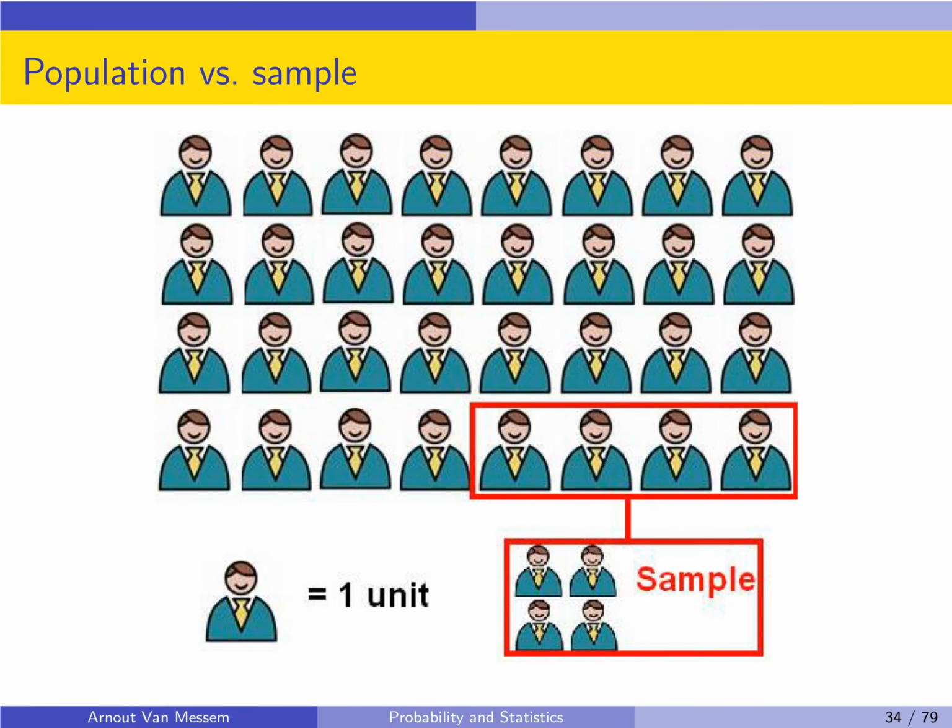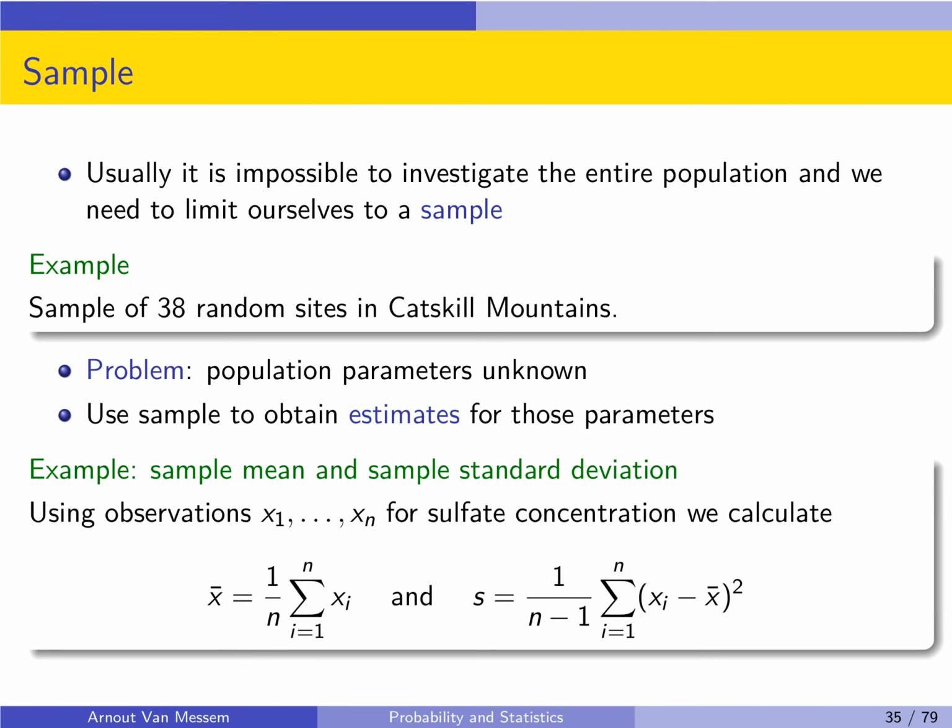So this is just a visualization of population versus sample. The population is a large number of subjects, objects, items that you are interested in, and you take a small portion out of it, and this will be the sample. So you take the small portion, then you measure or you observe for this small portion, for this sample, and then you try to generalize this to the entire population. As already said before, it is impossible to investigate the entire population, so we limit ourselves to the sample, and through this sample we try to estimate the population parameters. The population parameters are usually unknown, so we estimate them through the sample parameters.